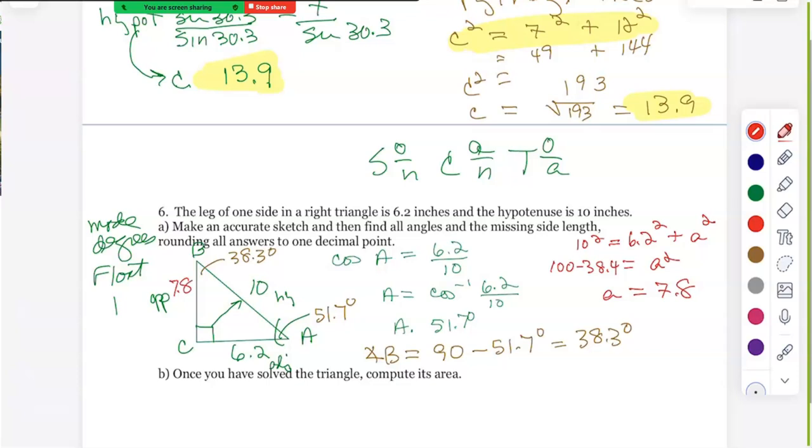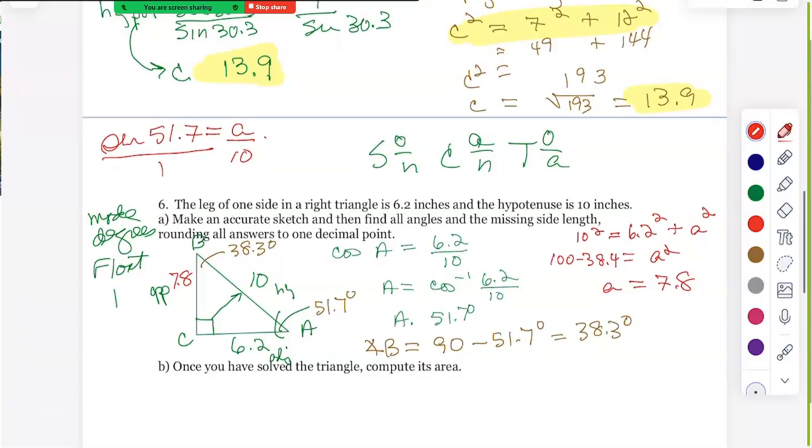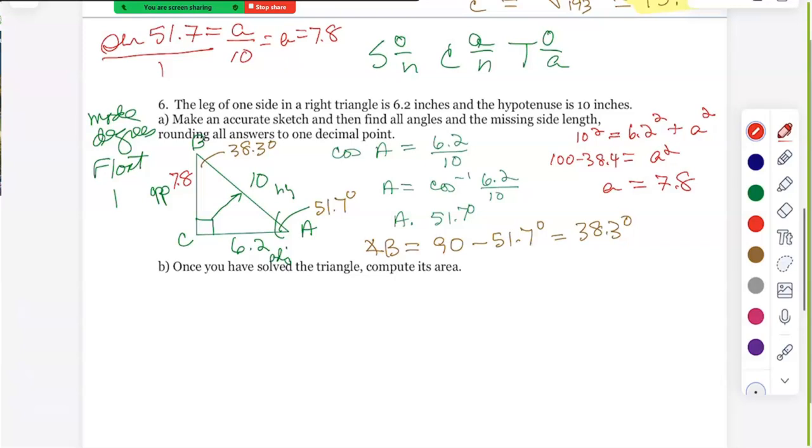What I did was say that the sine of 51.7 equals A over 10, a one-step problem. I multiplied 10 by the sine of 51.7, and I still got that my A side equaled 7.8. So either way you can do it. When you get to this point in math, there's lots of ways to do things. And that's true for this next problem as well.